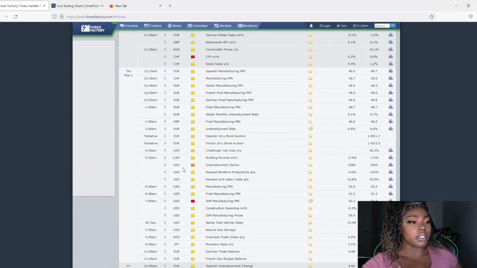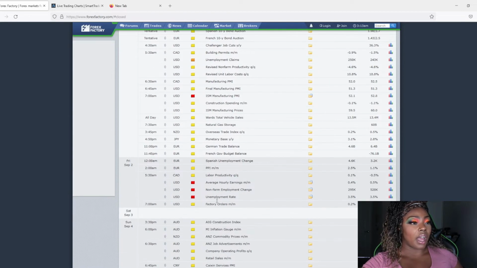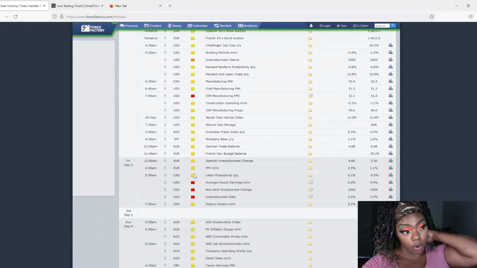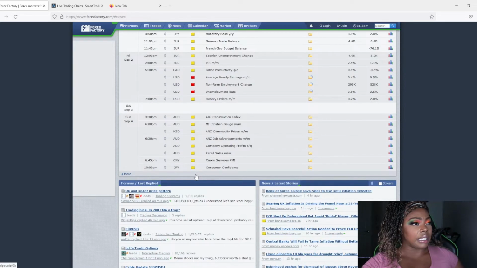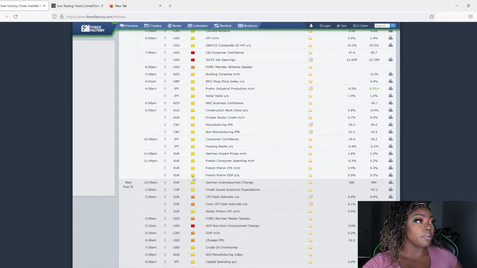Thursday, for the US dollar, we have unemployment claims. We also have the manufacturing PMI. Friday, we have, for the US dollar, average earning amounts, non-farm employment change, and then the unemployment rate. These are going to be huge. These are going to cause major swings for the US dollar. So be on the lookout for those dates. That's pretty much it that I have going on for the market.